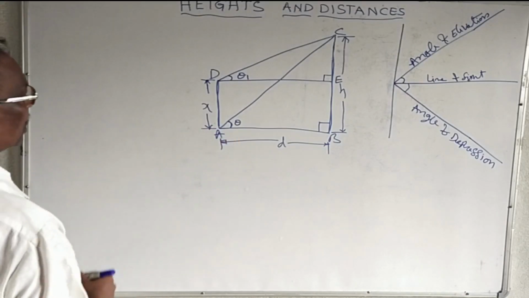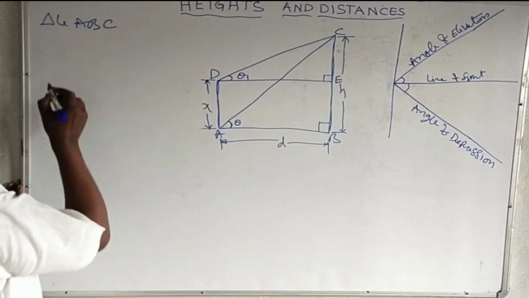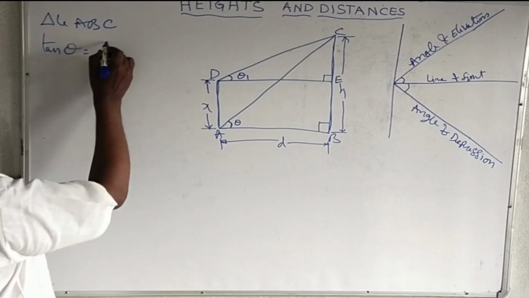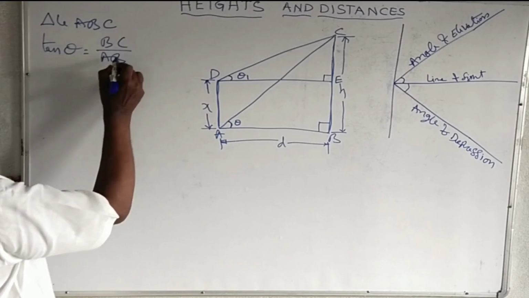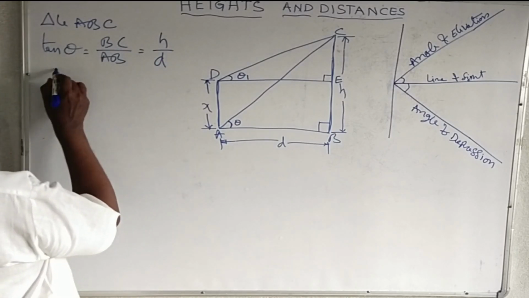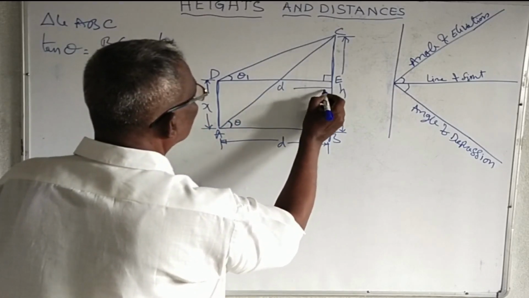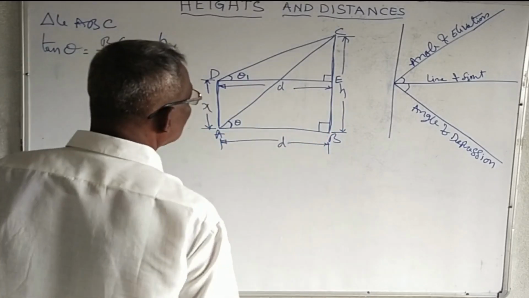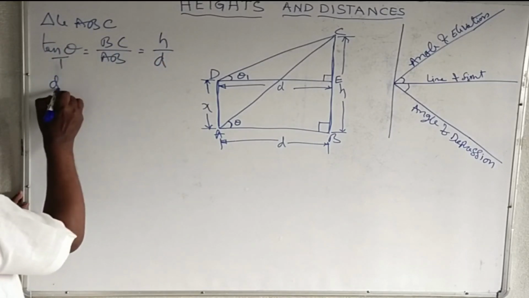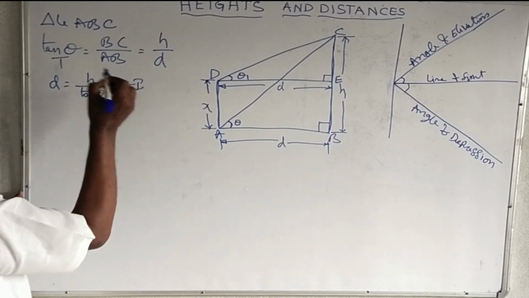Now, triangle number 1. In triangle ABC, tan theta is equal to opposite side by adjacent side, that is BC by AB, that is equal to H by D. You observe here that in both locations D, the distance, is common. That's why I will take D as common and cross multiply it. D is equal to H by tan theta. This is equation number 1, I can say.